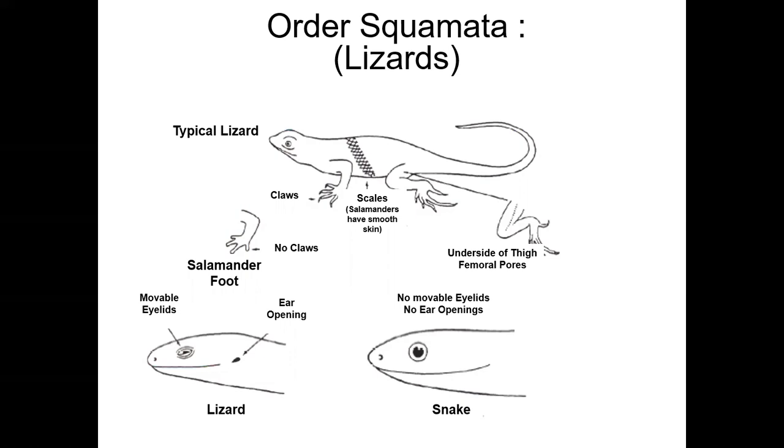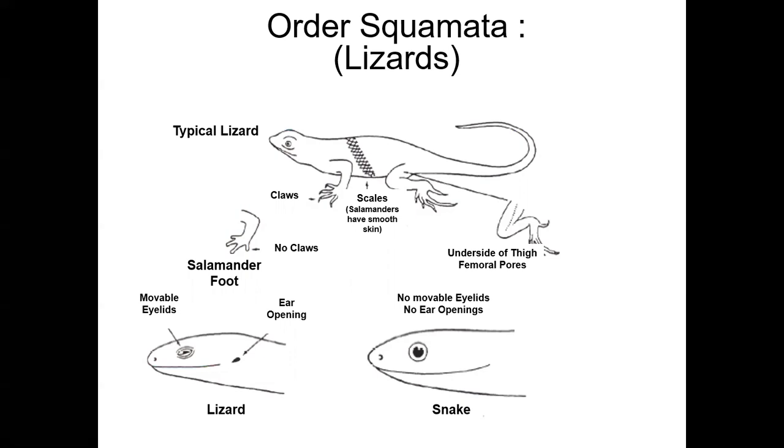Now, with 5,000 species of lizards, the types of habits and habitats that they encounter are going to vary tremendously. Most lizards are terrestrial, but we do have some that are semi-aquatic, and most lizards are diurnal, which means they're active during the daylight hours. There are some, however, that are arboreal, and some that are even fossorial, and we'll give you some examples of those as well.